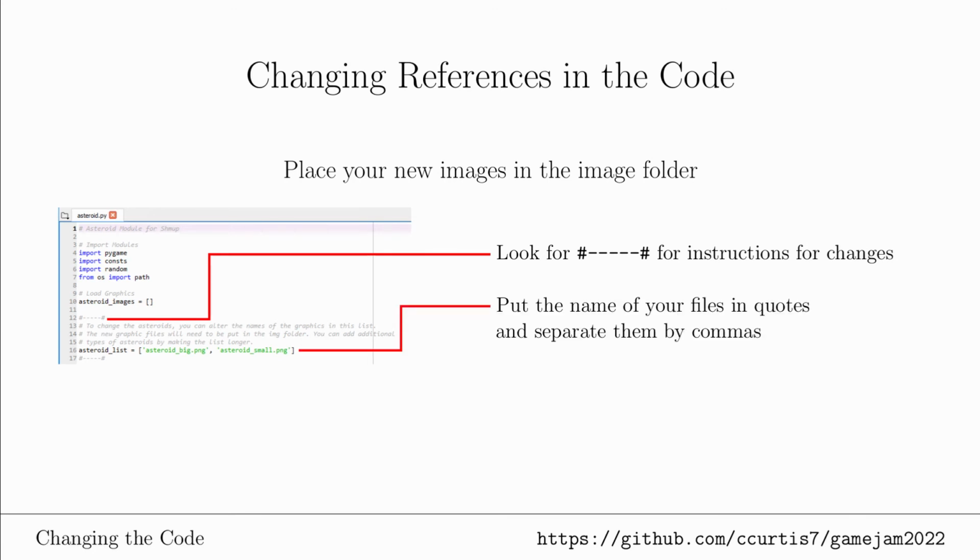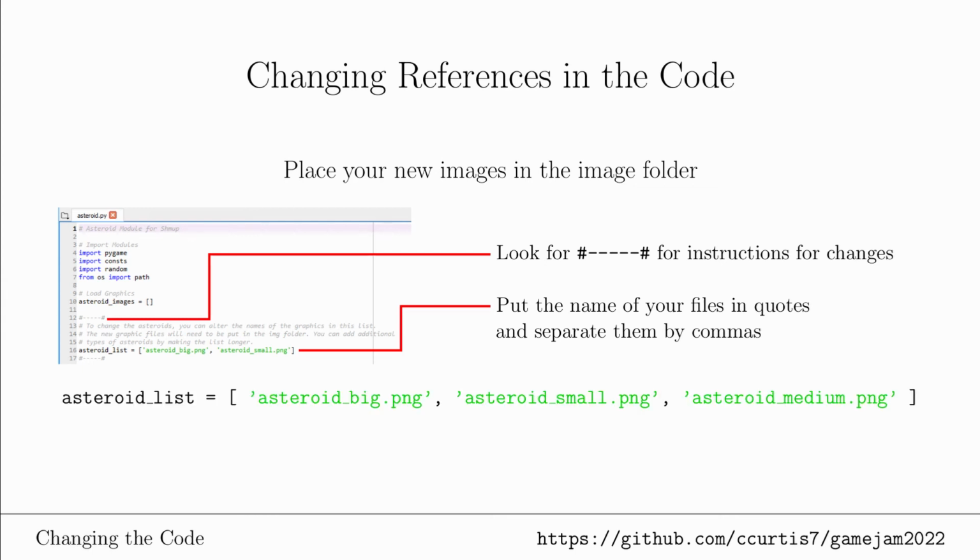For example, in the asteroid.py file, you can see these instructions. If you wanted to make a medium-sized asteroid graphic and have 3 types of asteroids, you would simply add that file name to the list. This will be somewhat of a pattern recognition game, as you're going to need to recognize details such as the file names being inside of quotes. Pay attention to the colors of the letters for clues if it's not working right.